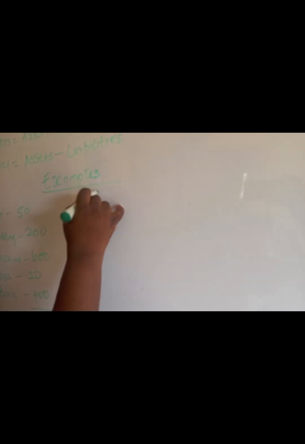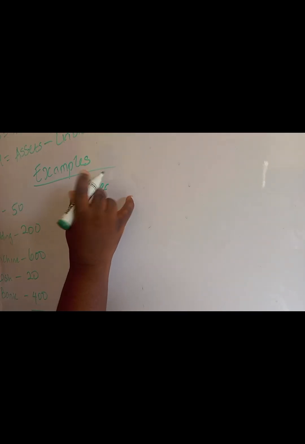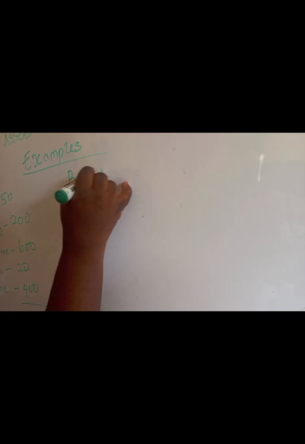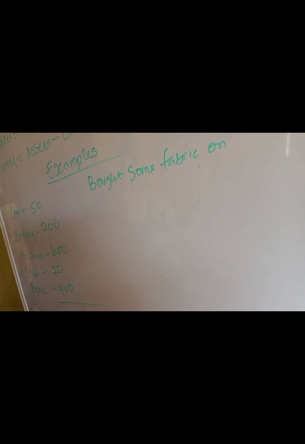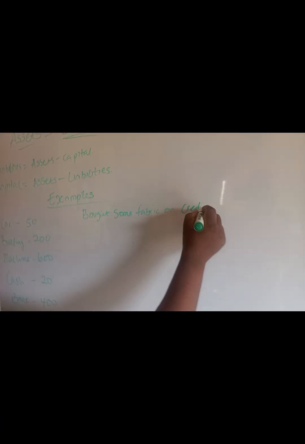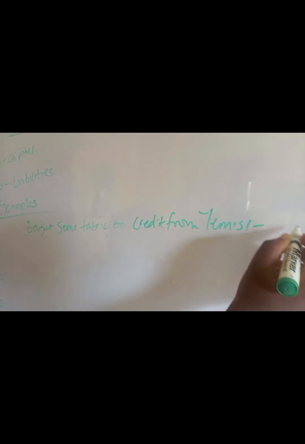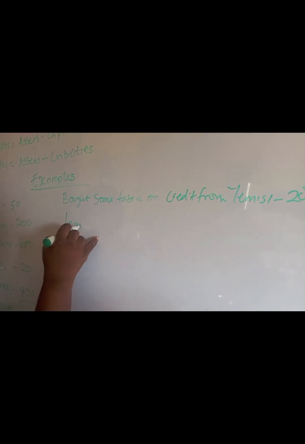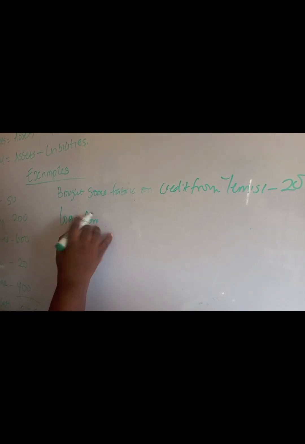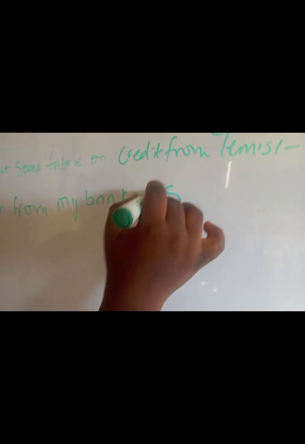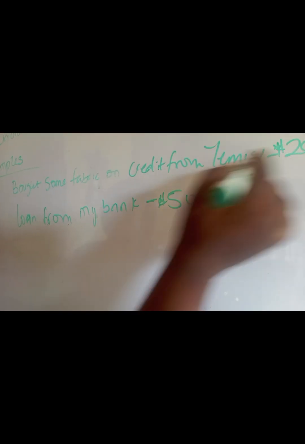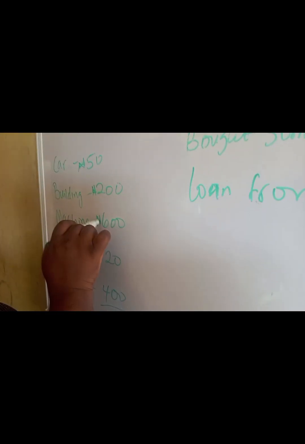Now I bought some goods on credit. I bought some fabrics on credit for 200 naira. I collected a loan from my bank of 50 naira. Sorry, I didn't even add my naira signs.